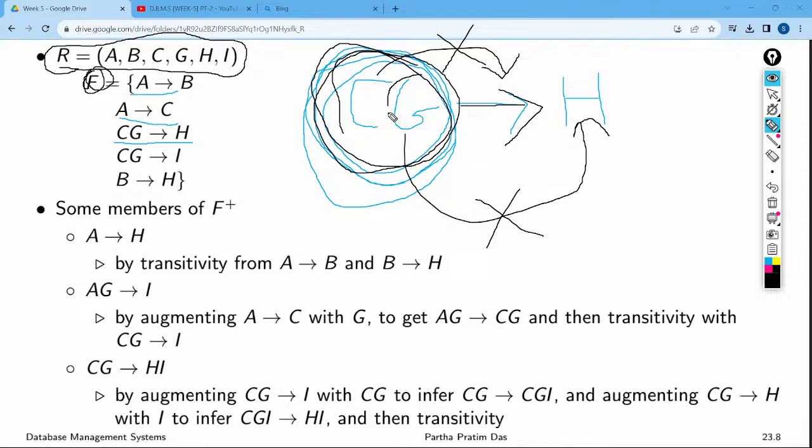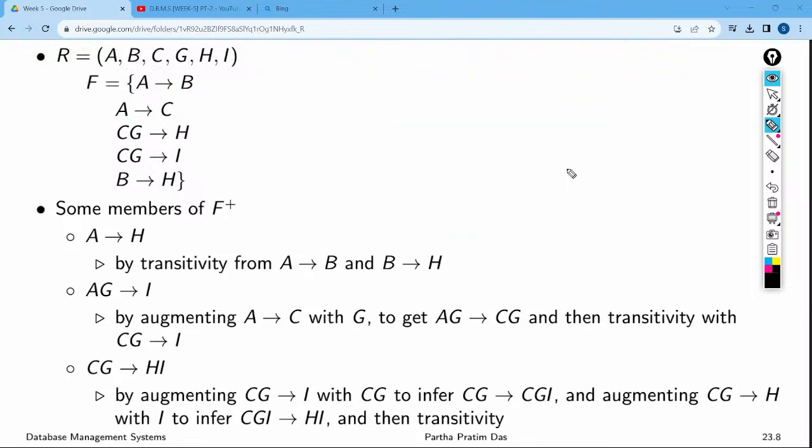Okay, so it is more understandable, right? Let's remove this. Now the same is the case with I, that cg comes together to arrow I, b arrow h. That's what we are given. Now what you need to find is f plus, the closure set.